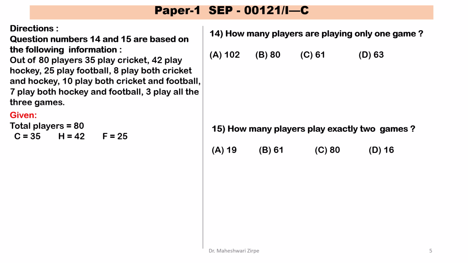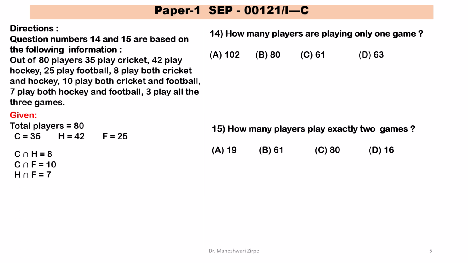The given total number of players is 80. Then cricket is 35, hockey 42, and football 25. So I've denoted them by letters: C for cricket, H for hockey, and F for football. Okay, next we can write down the other information.